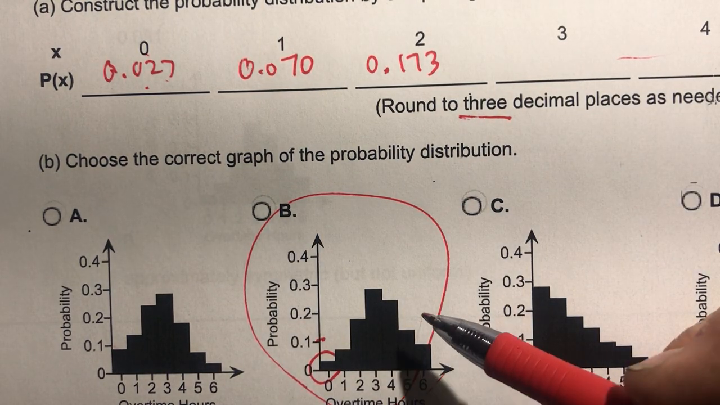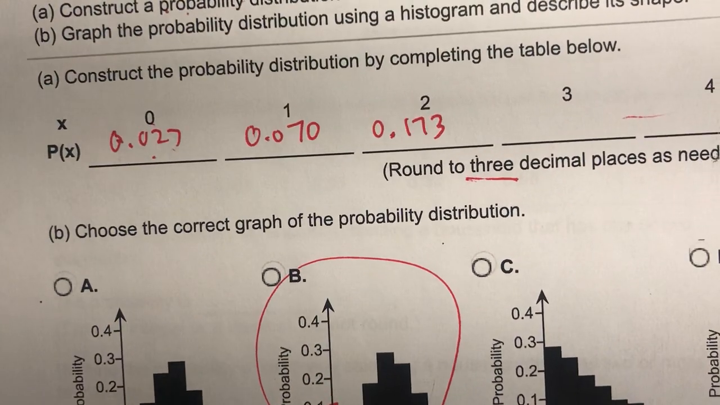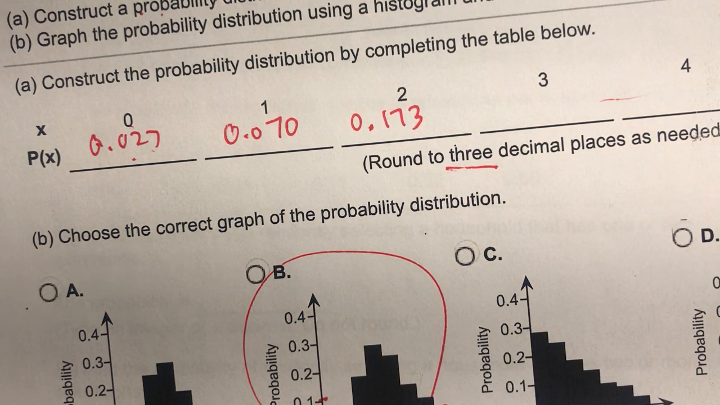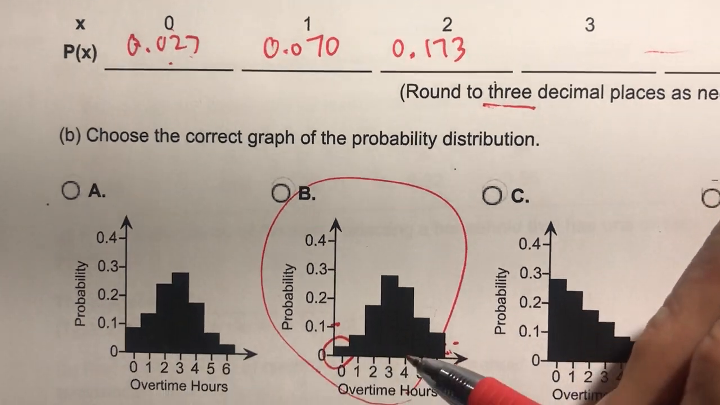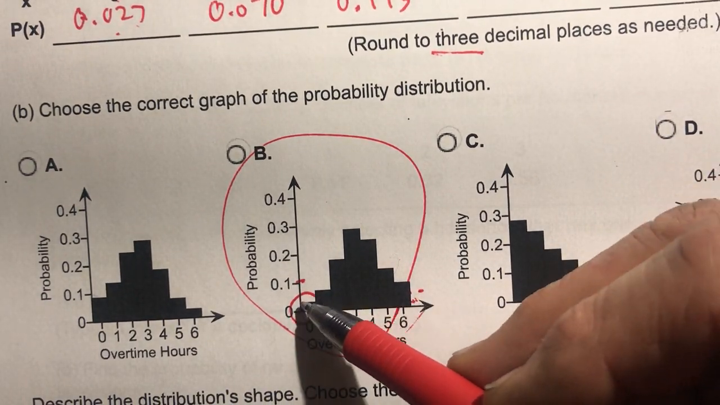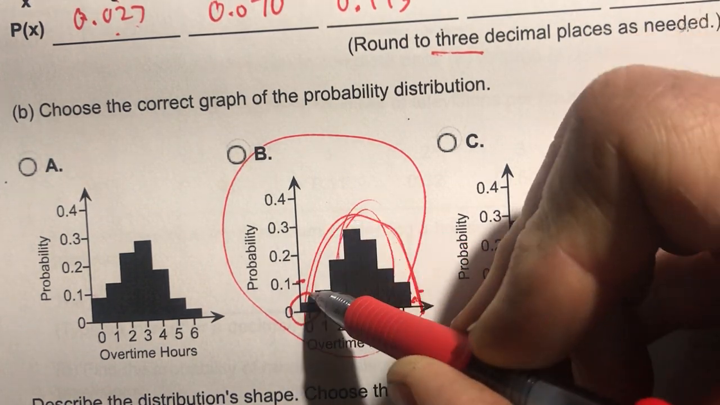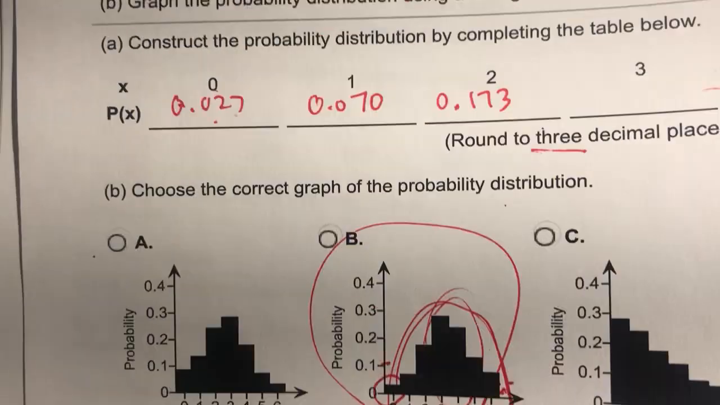Now, what is this one here? This one is approximately symmetric. See how it's kind of the same on both sides. It doesn't really have a tail, because this side's going down over here too, just like that side is, and we got the big ones in the middle. So it's kind of symmetric, approximately symmetric.